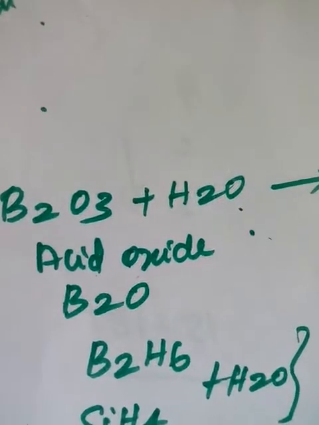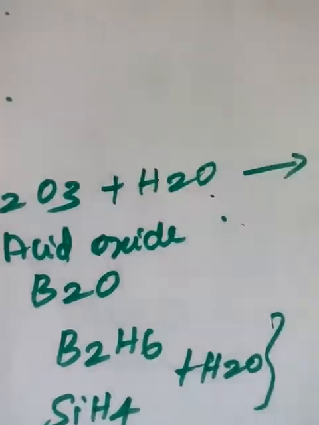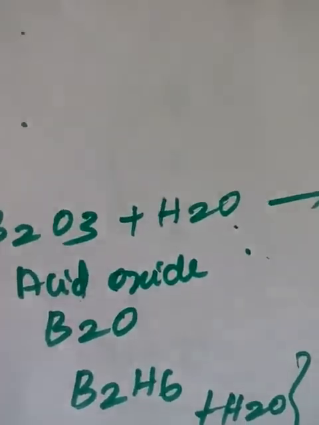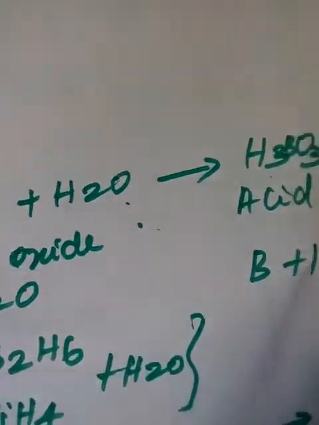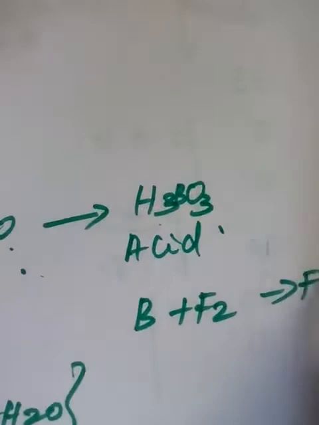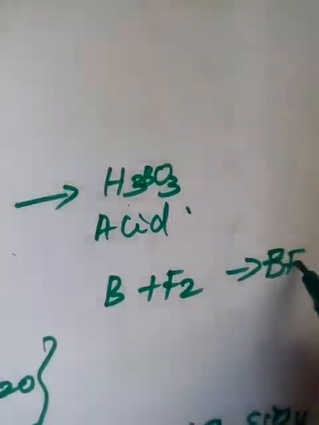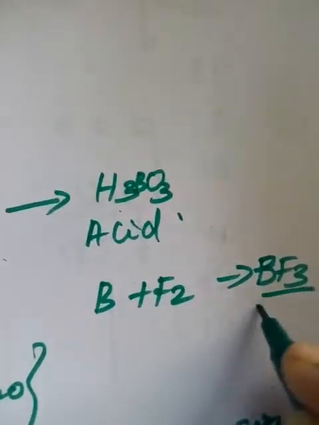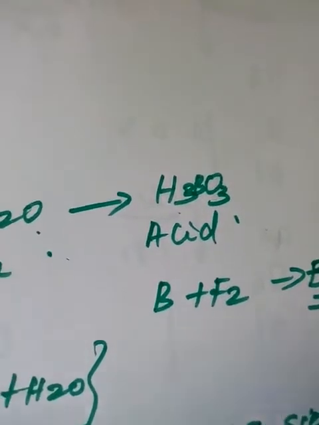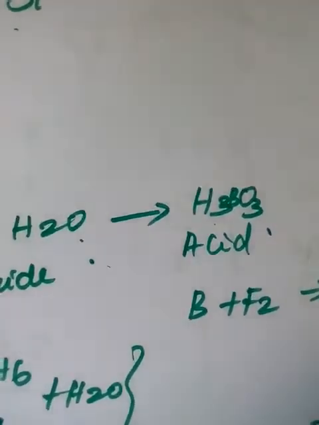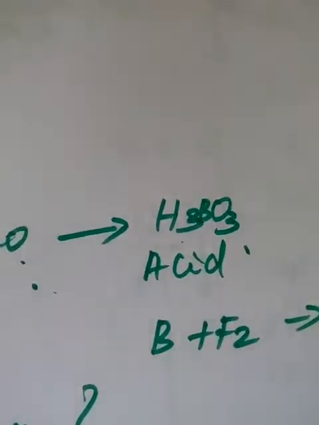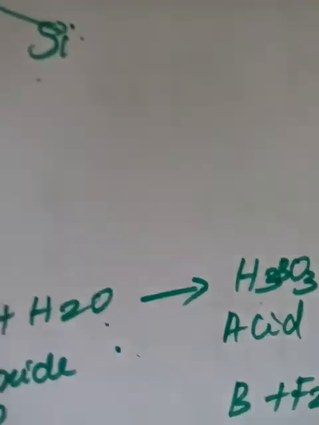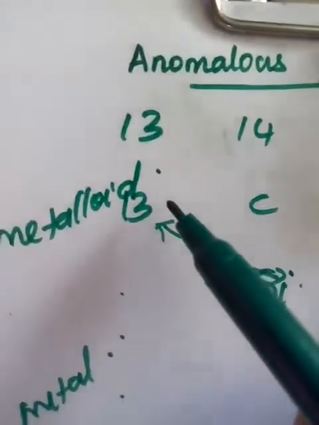Then boron as well as silicon can form halides, reacting with a halogen to give a halide. One example is boron trifluoride, BF3. Other than boron trifluoride, all the boron halides and all the silicon halides can easily hydrolyze, reacting with water to give the respective compounds. This is one anomalous character of boron.